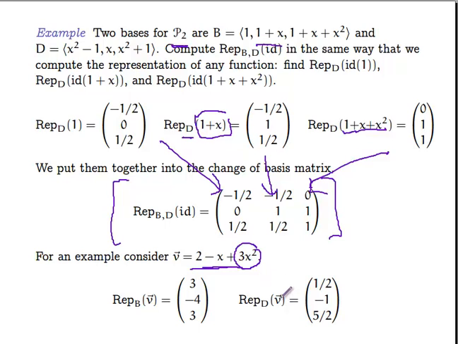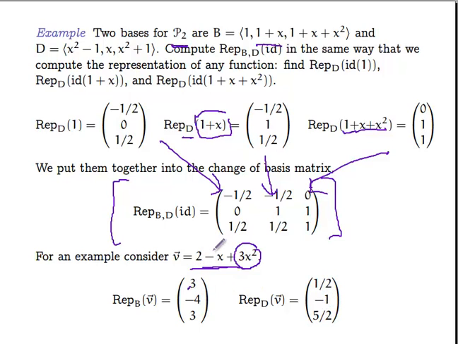Similarly, I could find the representation of V with respect to D directly if I wanted to. Here's a minus x here, so for instance the second component would have to be minus 1. And you can verify that this matrix times this vector gives me this vector. Okay, I invite you to verify that on your own.